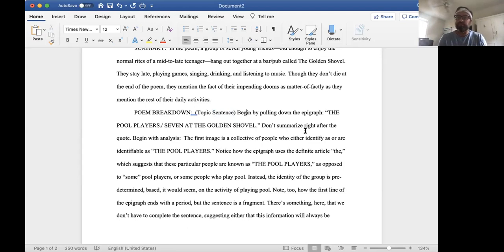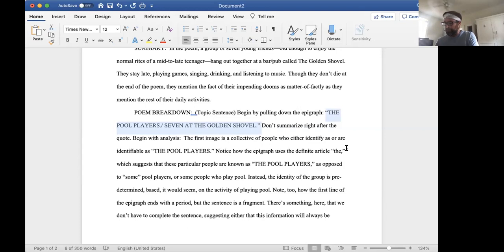So what I've done here is I pulled out the epigraph. I've taken the language of the poem and put it directly into my paper, which is what I always want to do when I'm doing this. This is step 1 of knowing your analytical information.